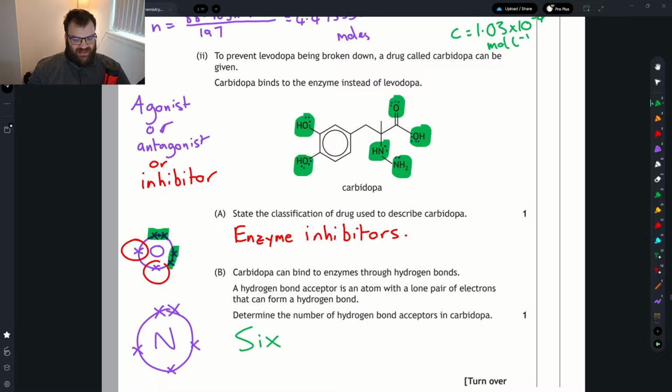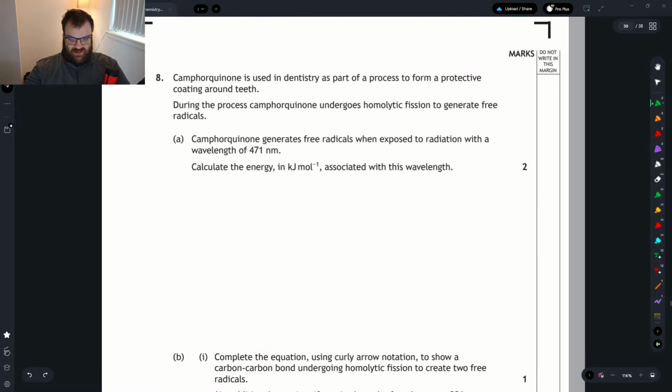It's not about how many hydrogen bonds can be formed, not how many lone pairs, but how many parts of the molecule are able to do this. That'd be 6 for that question.